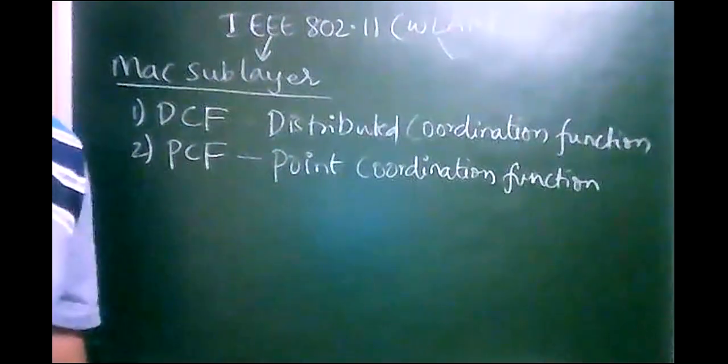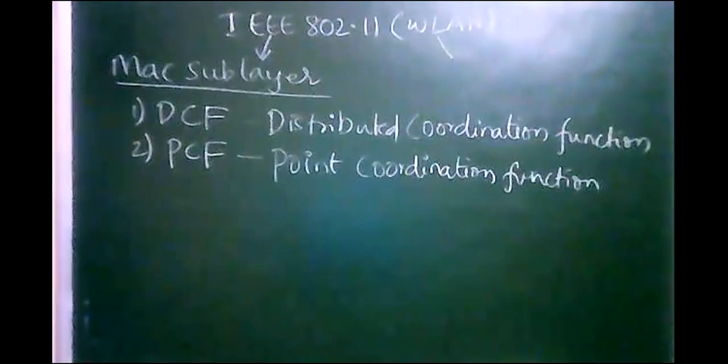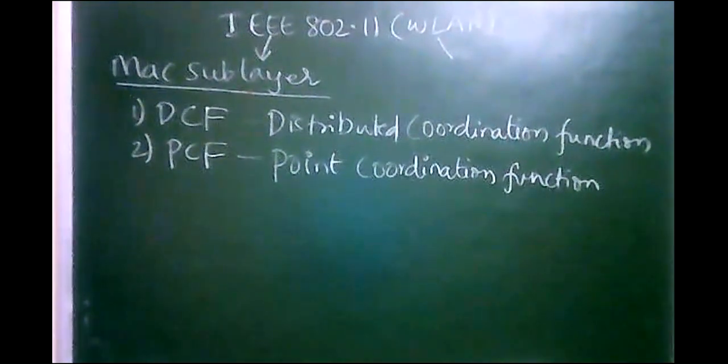So according to the IEEE standard, the MAC sublayer is divided into two parts or two sections. The first one is DCF, which is nothing but distributed coordination function. And the second one is point coordination function, denoted as PCF. So this is what we are going to be dealing with.